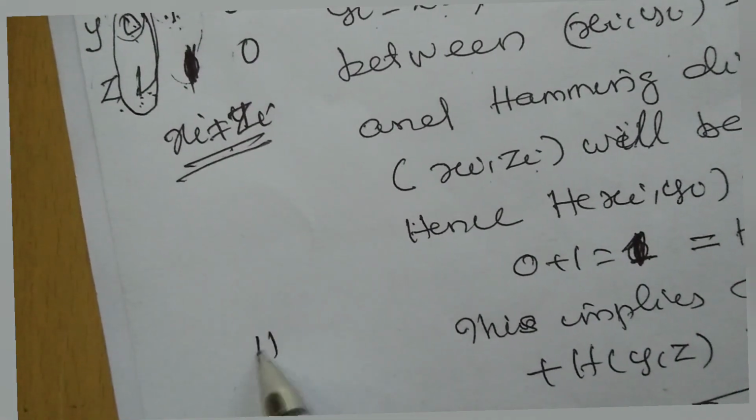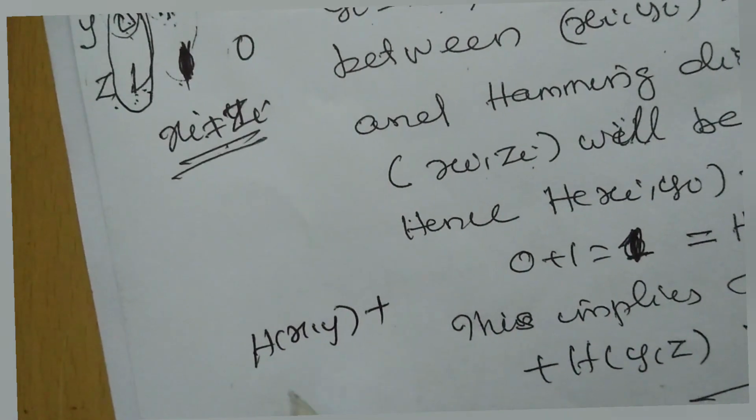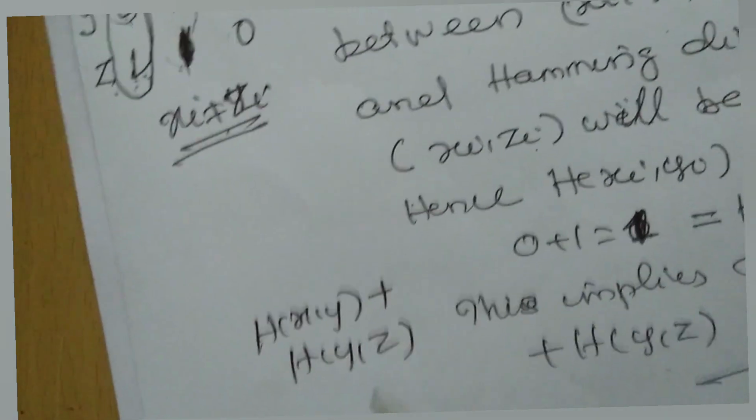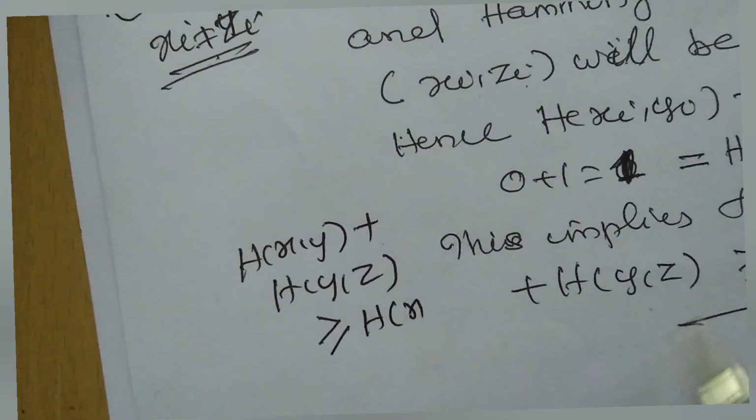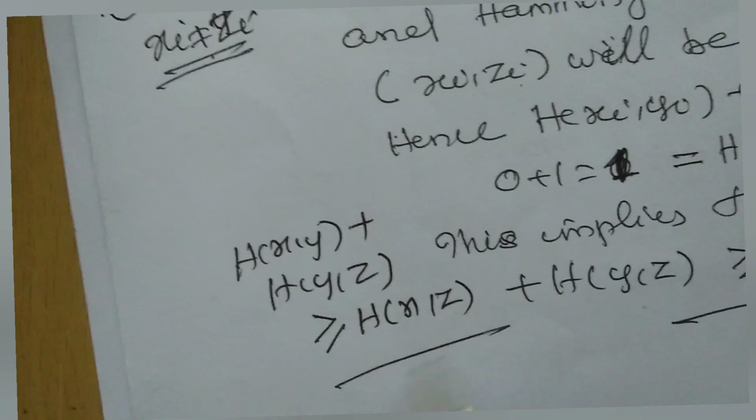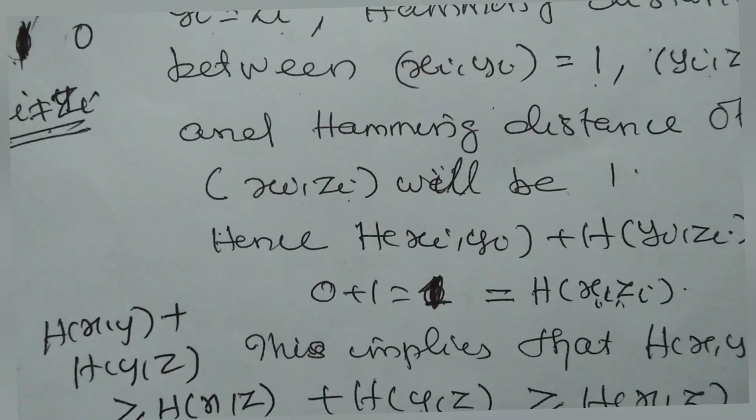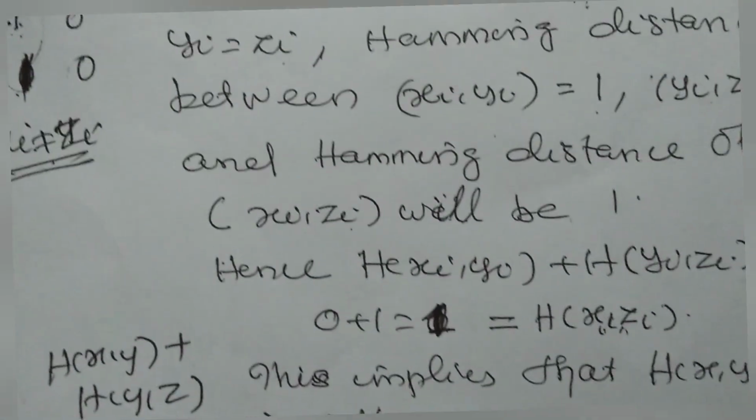Therefore we can write that h of x comma y plus h of y comma z is greater than or equal to h of x comma z. So this is the proof. Thank you.